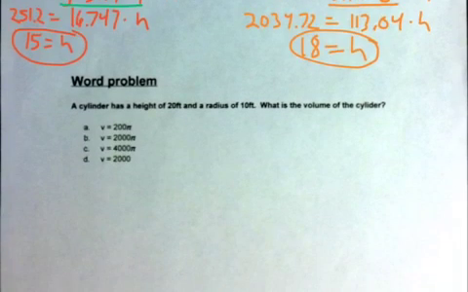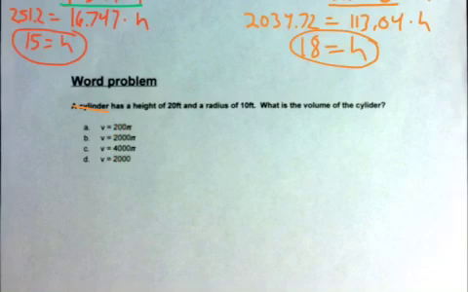Okay? Now the last problem. Word problem, a cylinder has a height of 20 feet and a radius of 10 feet. What is the volume of the cylinder? Well, notice all the answers have pi in them. Well, almost all the answers have pi in them. So that means I'm going to leave pi as pi. I'm not going to multiply it by 3.14.